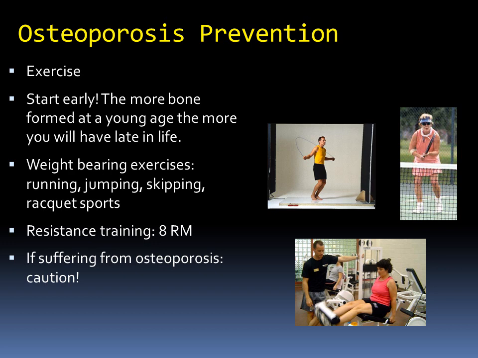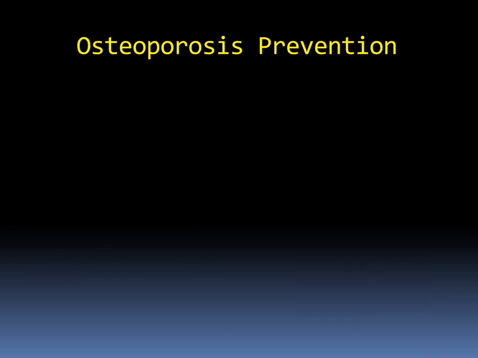Exercise is quite important. As I've said, we need to start early. The more bone formed at a young age, the more you will have later in life. And as I said, those teen years are quite critical. Weight-bearing exercises such as running and jumping, so high-impact activities, are important for developing that bone health. Resistance training, looking at around 8 RMs, will also be of benefit. Now, if the individual already has osteoporosis, then we need to use caution with these high-impact type activities.